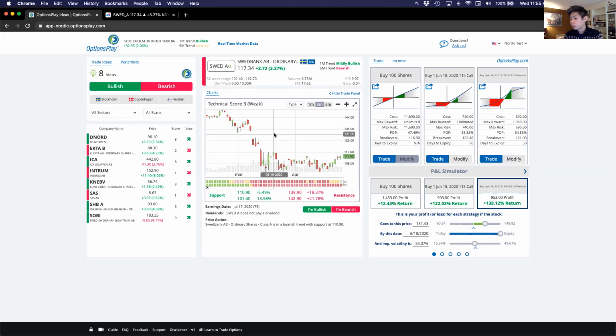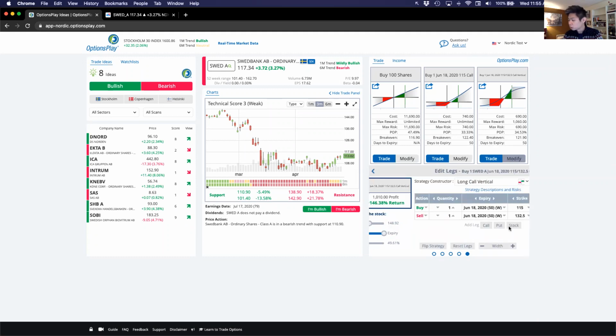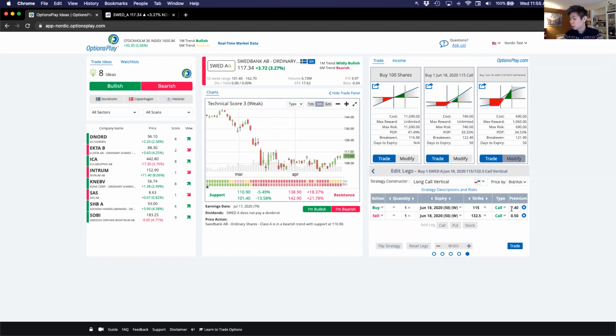So let's say we do get that move to the upside. Now, I do think that's a pretty big move to the upside, but again, financials have been rallying very strongly here. It's possible. I'm not saying that it's going to happen, but it's possible. So let's take a look at this. We have the 115 call here that we purchased for 740 crowns. The vertical here is also buying the 115 call option for 740, but at the same time, we're going to sell a 132.5 call option and collect half a crown. So total cost 690 crowns.